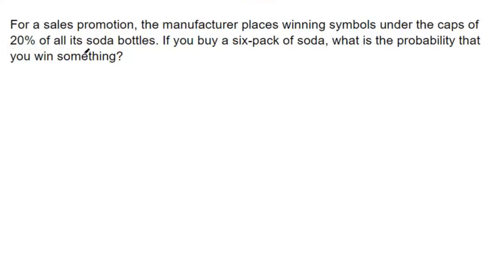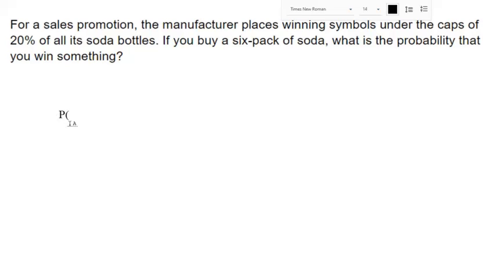So there's a 20% chance that a soda bottle has a winning cap. I don't think they do this anymore, but if you buy a 6-pack of soda, what's the probability that you win something? So we don't have to calculate the probability that 2 out of 6 are winners, 3 out of 6 are winners. We want the probability that 1 or more are winners.